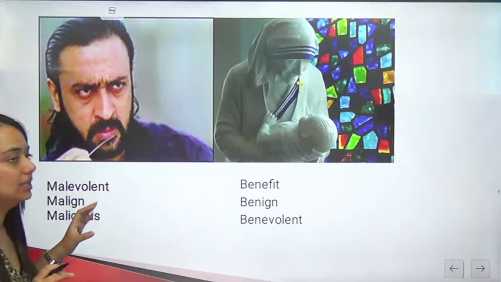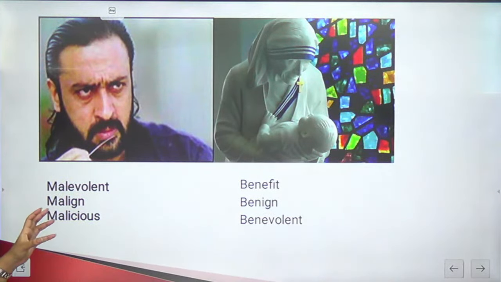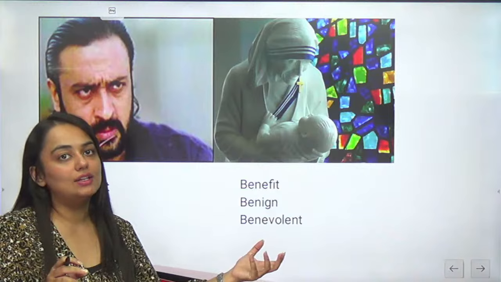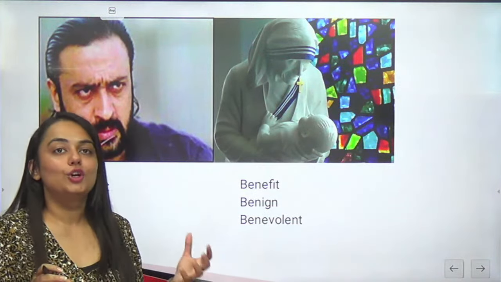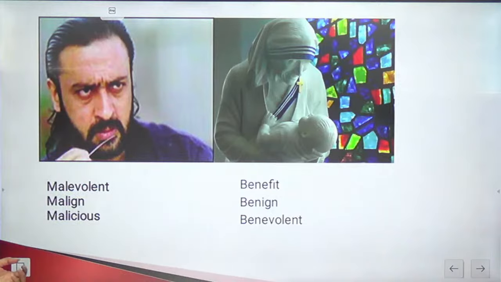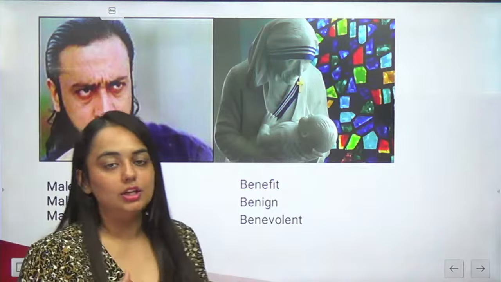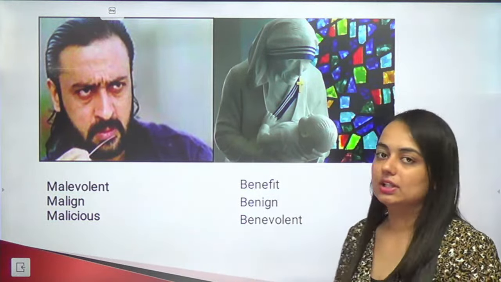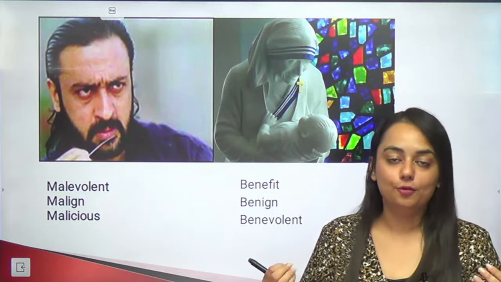We at least now know the connotation of these words. These words are more inclined towards the negative, the evil, or the harmful. And these words are more inclined towards something positive, or the goodwill of people, right? So malevolent is someone who thinks of ill will of people, and benevolent is one who in general thinks of good for people.